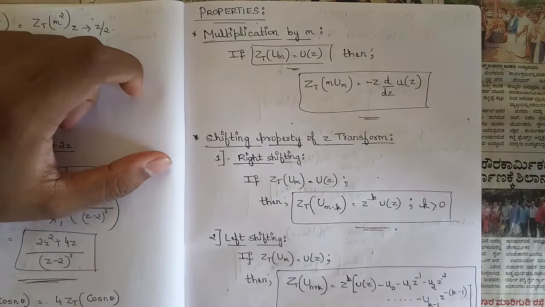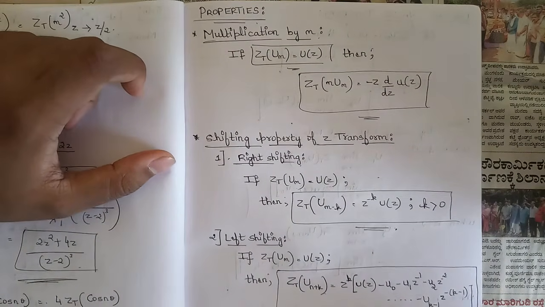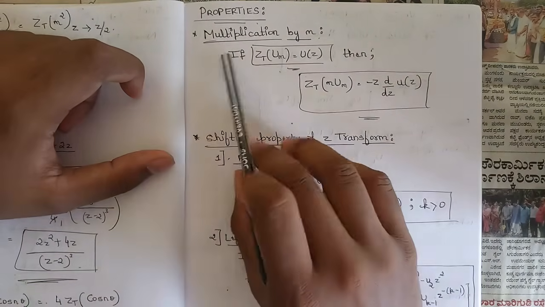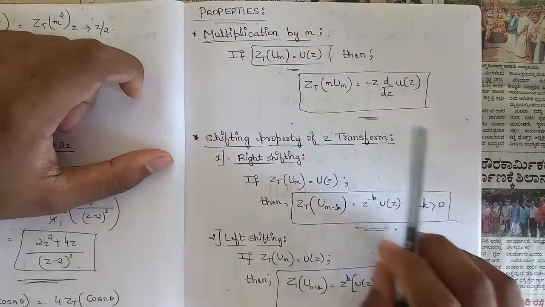In the last class we started with the module Z-Transforms. Today we'll continue with the concepts. There are a few more properties of Z-Transforms. Let's discuss that. The first property is multiplication by n.